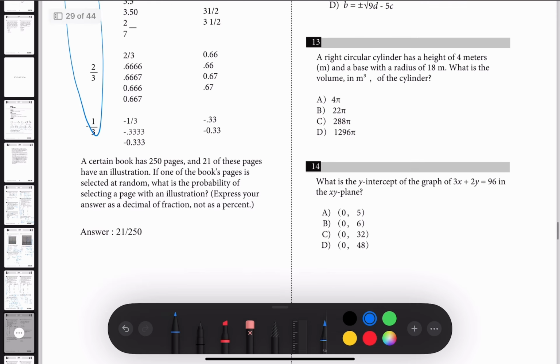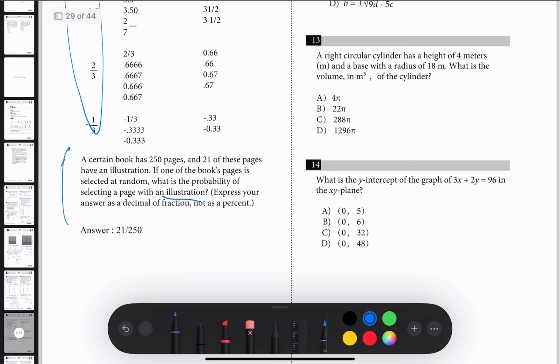And over here is the question about a certain book that has 250 pages and 21 of these pages have an illustration. If one of the book pages is selected at random, what is the probability of selecting a page with the illustration?